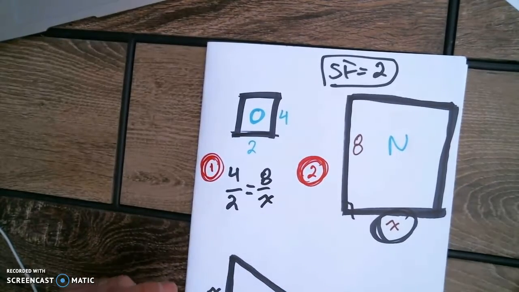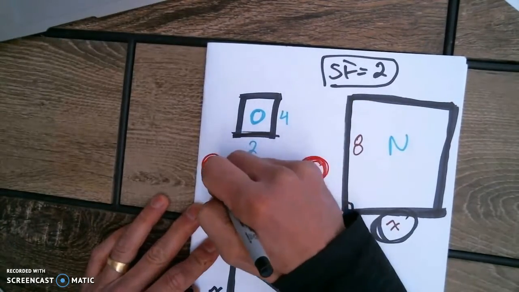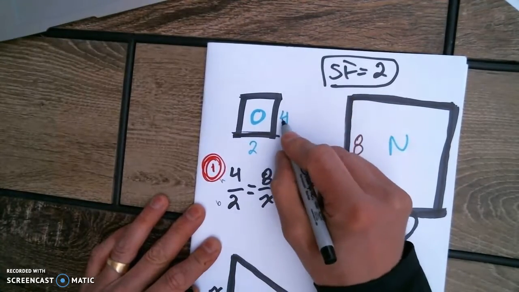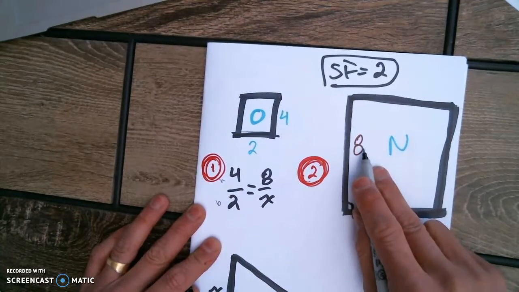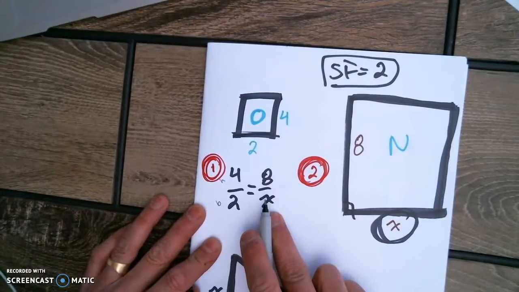So what have we actually set up in this one? This is a ratio between the height and the base. The height of this shape is 4. The base of my original shape is 2. The height of my new shape is 8. The base is going to be, I don't know. How would I figure this out?